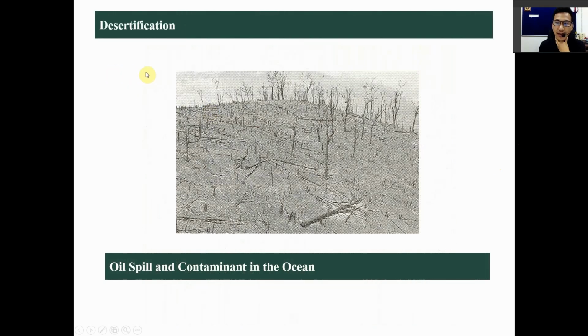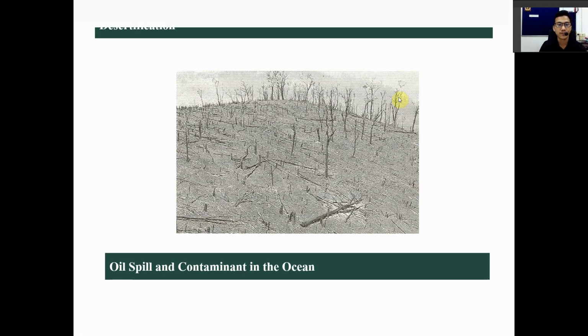And another thing that causes a lot of problems in terms of global environmental impact is desertification. In other words, you expand the arid land more and more by cutting down a lot of trees, or setting fire to the forest, something like that. Oil spills and contaminants in the ocean are also a part of our environmental issues.